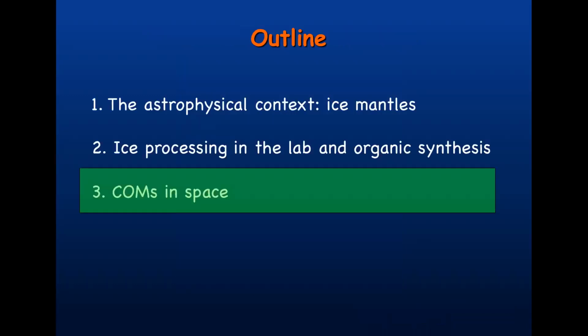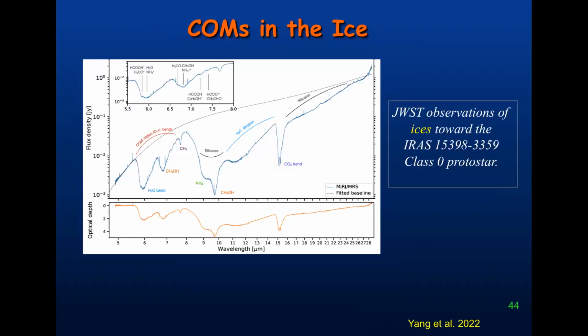And the third part of this presentation is the evidence for COMs in space. So, well, the simplest case is to look for COMs directly in the ice using infrared observations. For this, we have, since recently, the James Webb, which is operating very, very well. And here you can see an example where you see the ices toward a class 0 protostar, so a very young protostar. And you see the usual suspects there: water-dominated ice with methanol, CO2, ammonia, methane, and also a zoom on the top inset in this figure for the presence of COMs. This is very good news in the ice.